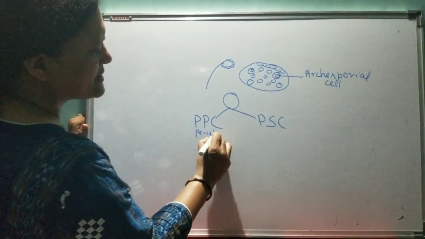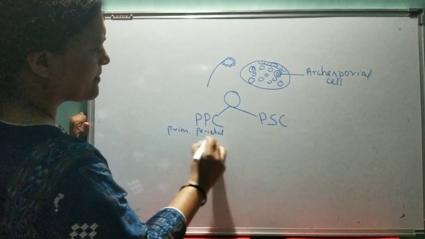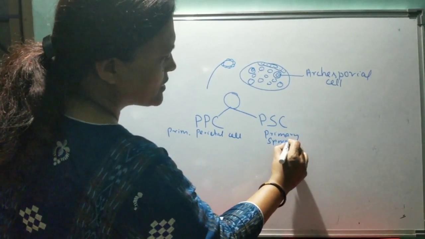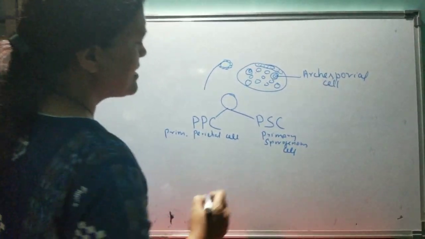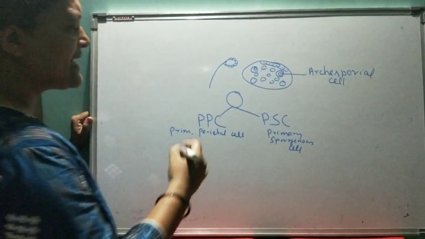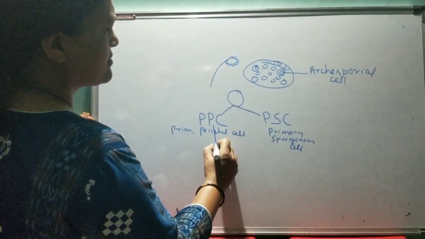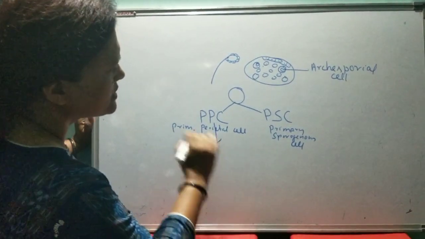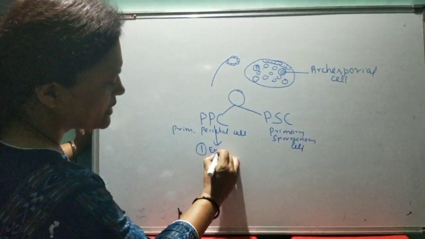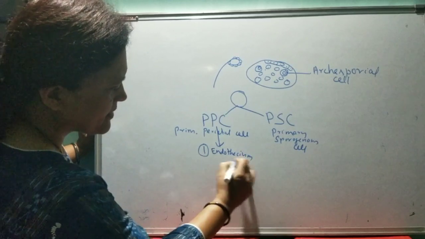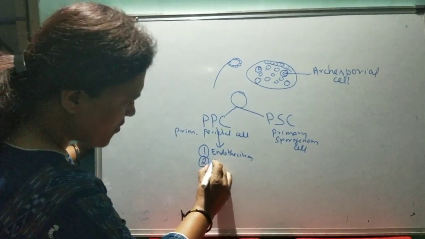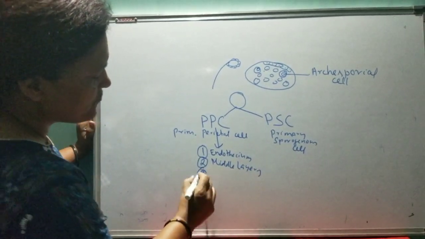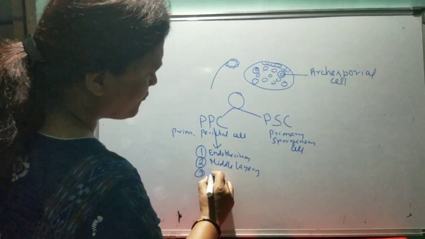This primary parietal cell divides again and again, forming 3 layers. What are these parietal layers? What are the covering layers? First, just below the epidermis, it will form the endothecium. Second, it will form 2 to 3 middle layers, and then it will form 1 layer of tapetum.